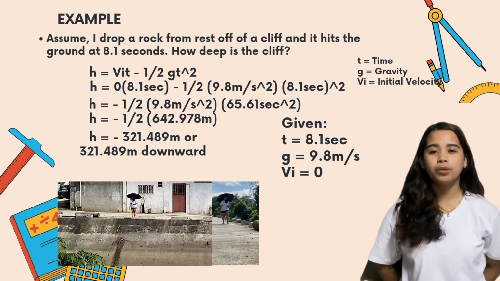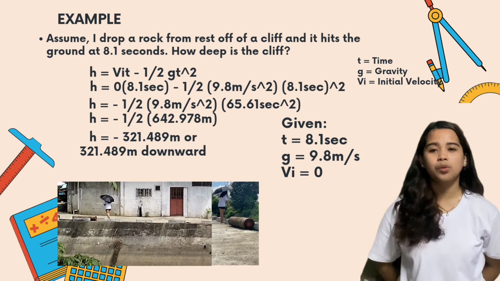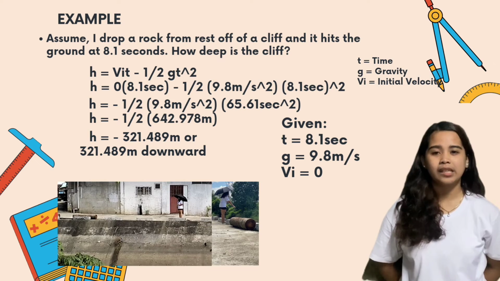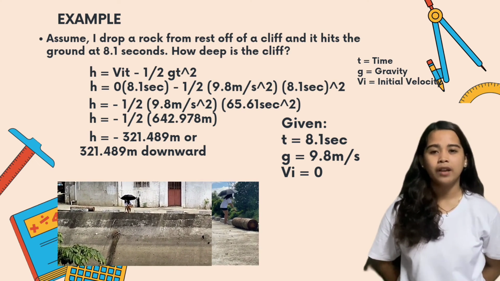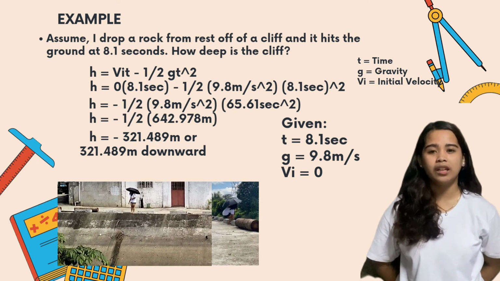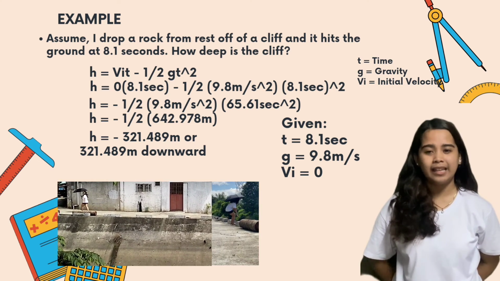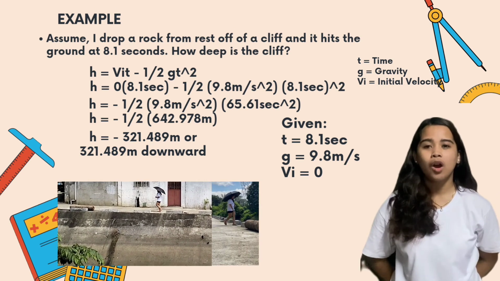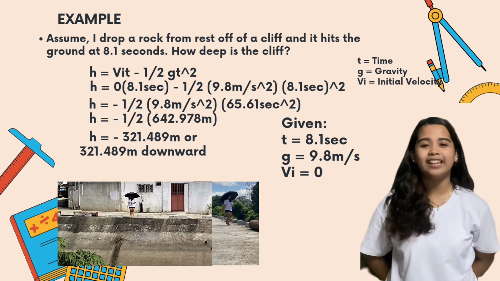Now, we will choose from the formulas presented earlier. In this case, since we are finding the height of the cliff, we will use the formula height is equal to initial velocity multiplied by time minus 1/2 gravity multiplied by time squared. Then substitute the given in the formula so we can get the height of the cliff, and that is negative 321.489 meters, or simply 321.489 meters downward.